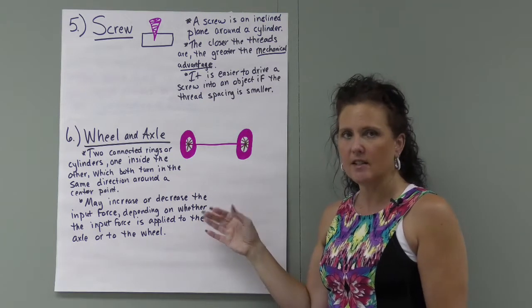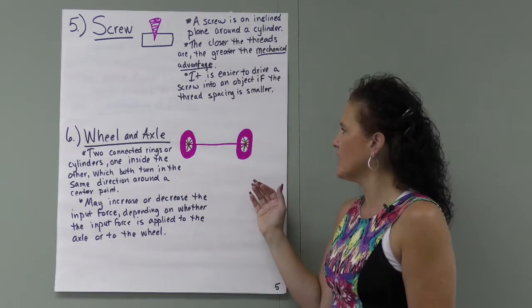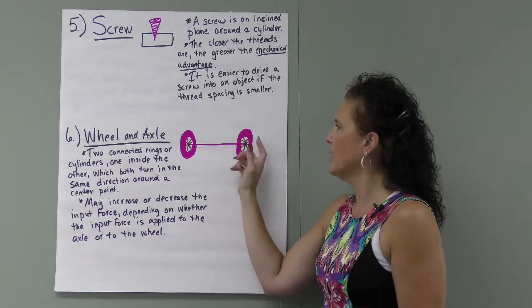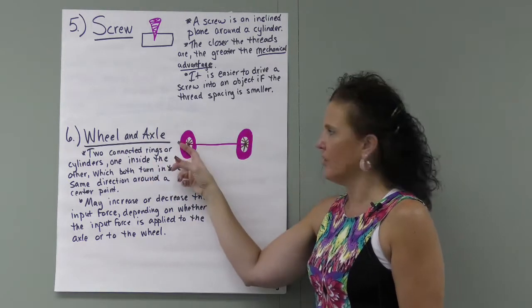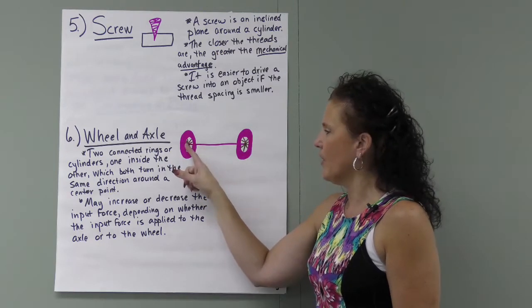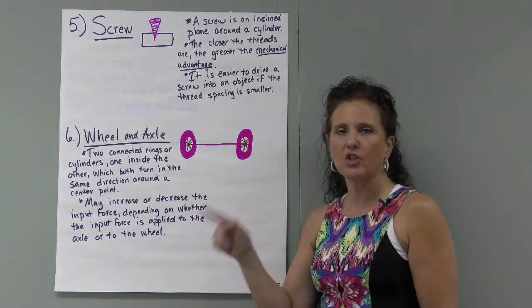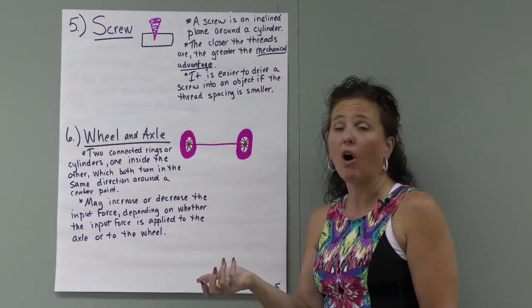The last simple machine we have is the wheel and axle. So I drew sort of an axle here connecting these two wheels. They're two connected rings, or cylinders, one inside of the other, and they both turn in the same direction around a center point, like on your car.